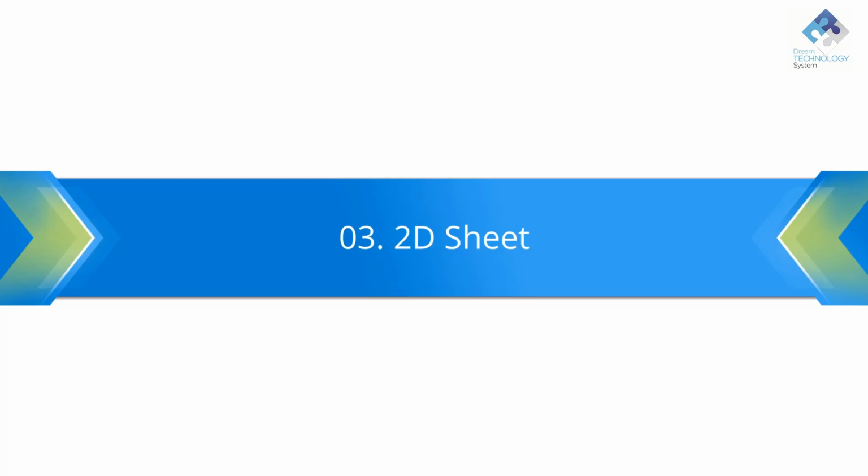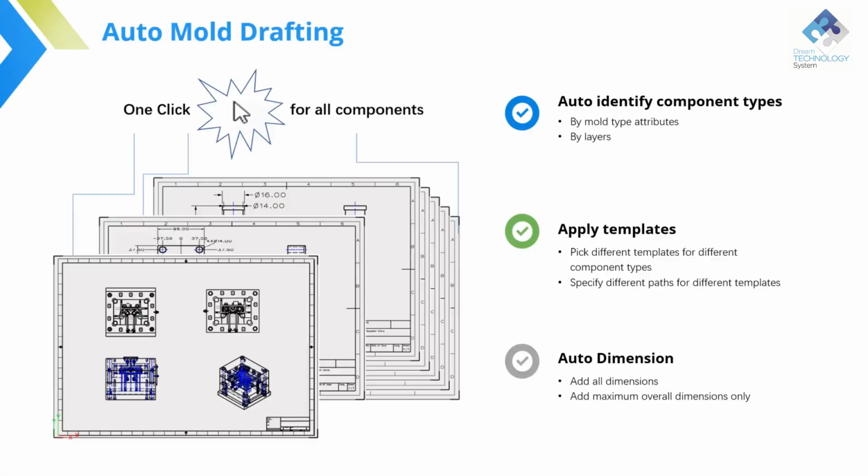Let's move to the third part, 2D sheet. After finishing the whole mold assembly design, users need to create detail drawings for all of the components. In ZW3D, the auto mold drafting function will identify components of different types. Then, you can apply different templates for these types. Finally, dimensions can also be added automatically at the same time.